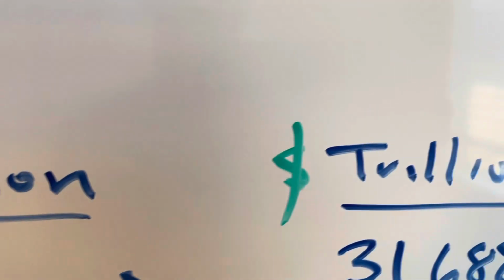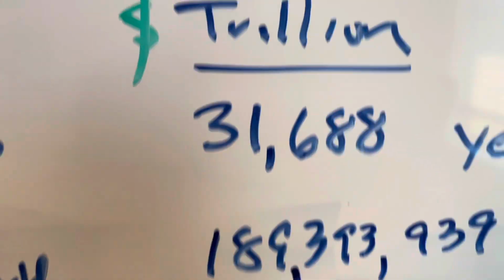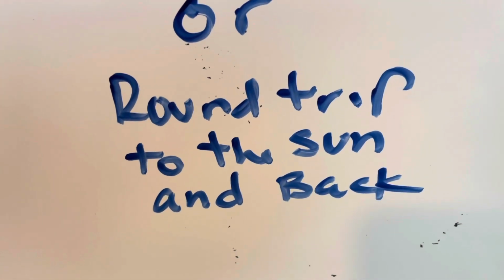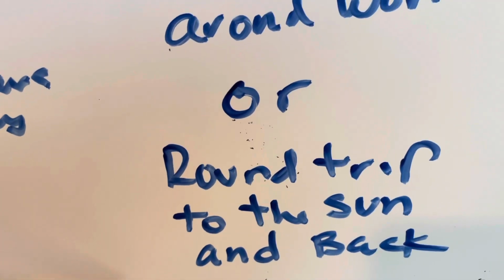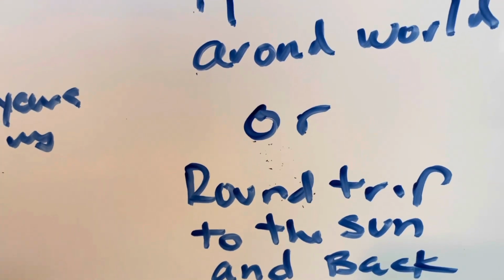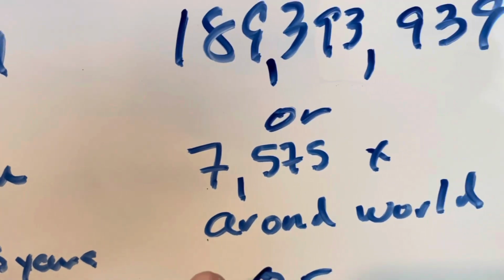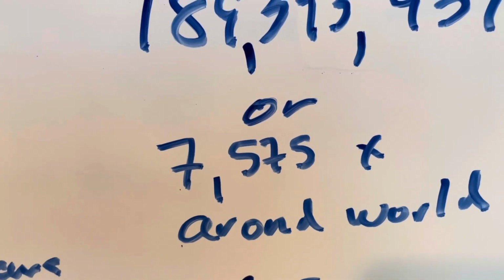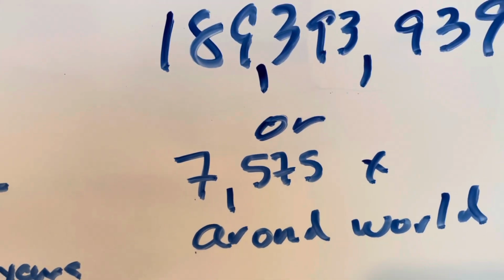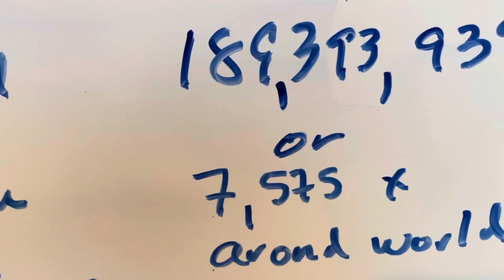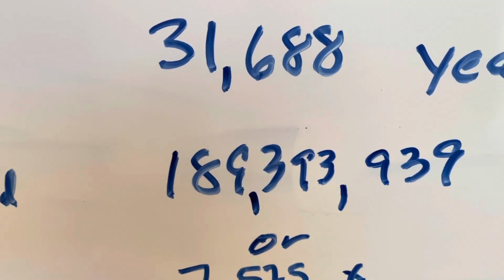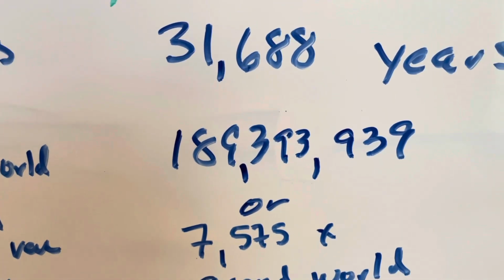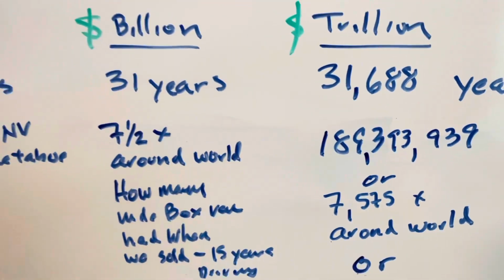Then we zip over here to a trillion. This is one out of scale thing to another, but that's a round trip to the sun and back. Maybe we can relate to this one a little bit better. That's 7,575 times around the world at the equator. Like I said, that's 189,393,939 miles. A lot of miles. So I wanted to share that for you.